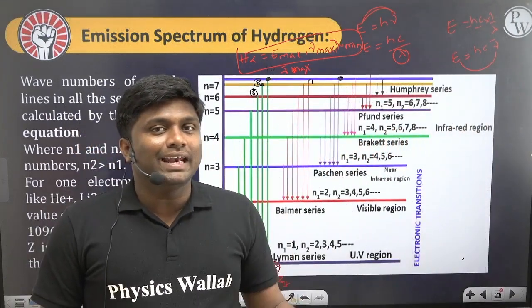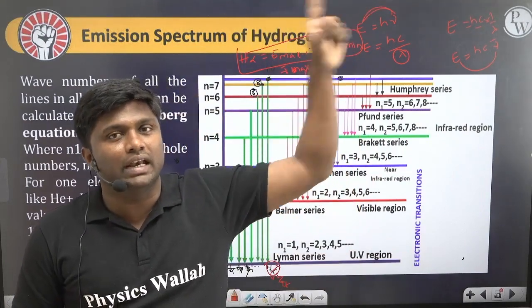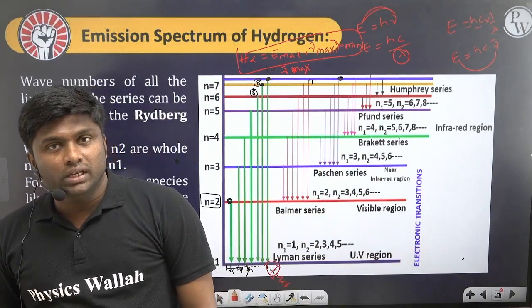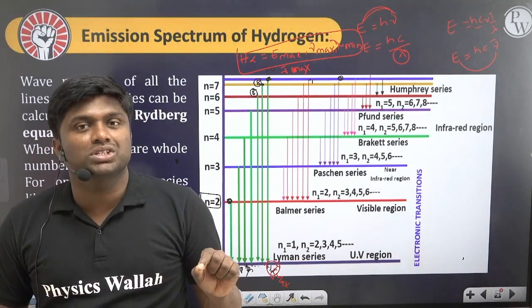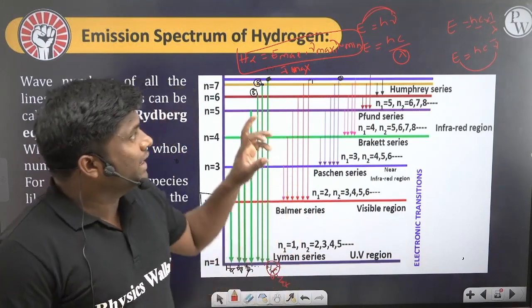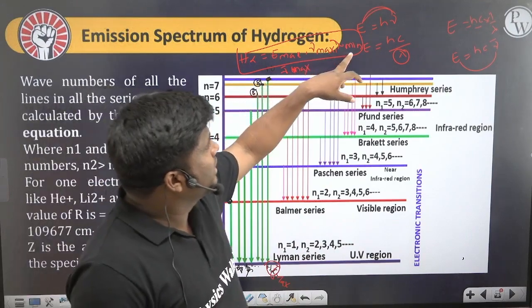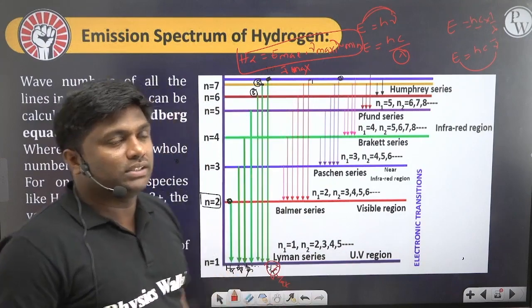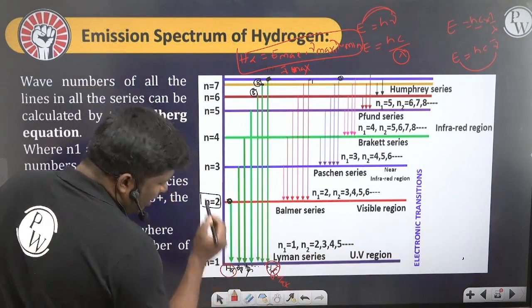If any electron comes from a very high energy level or infinity level to the ground state, it releases maximum energy, and the wavelength that is released is minimum, and the frequency that is released is maximum. In this series, only the H alpha line.